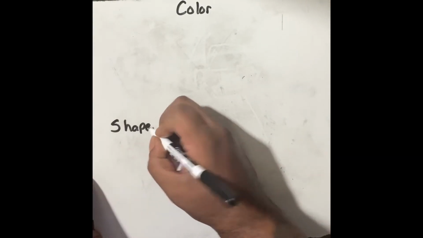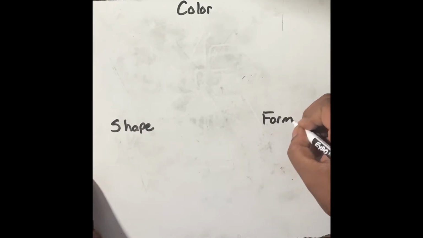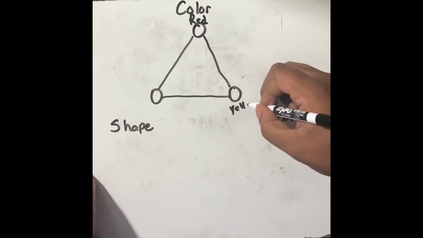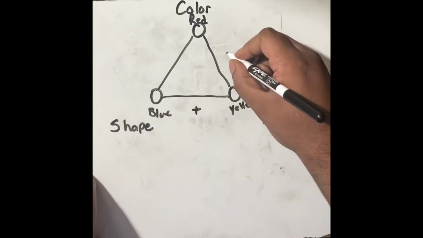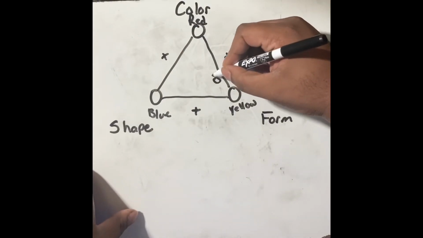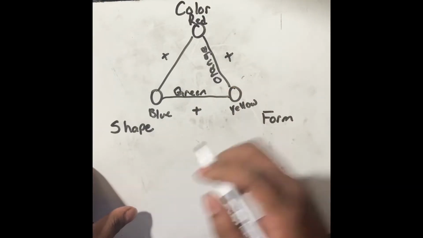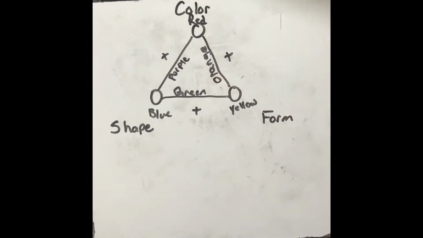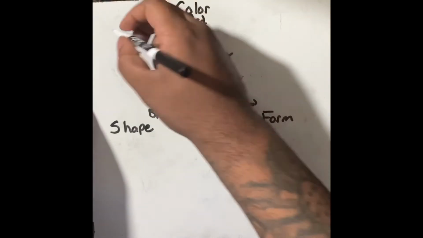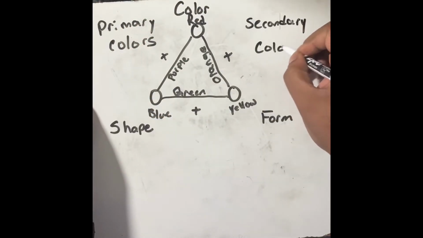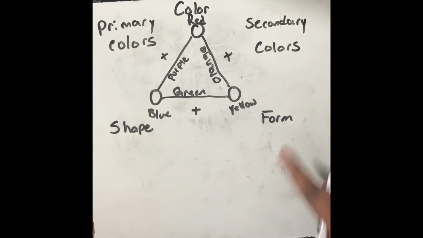In my last video, we spoke about color, shape, and form. A 3D shape is a form.